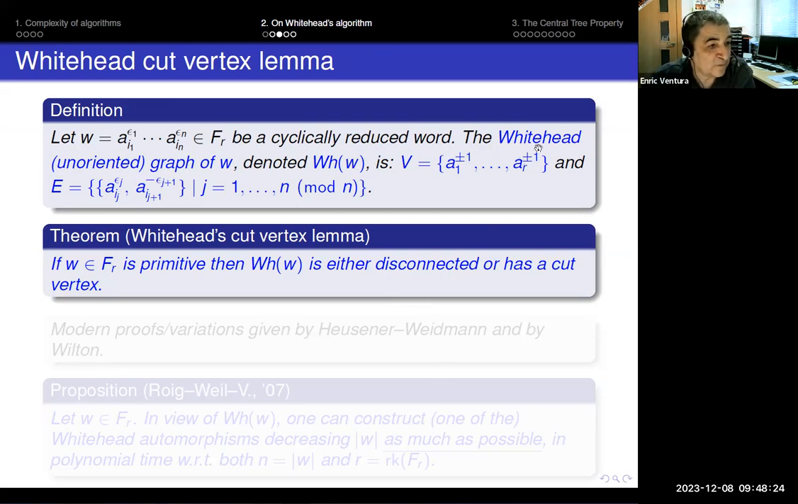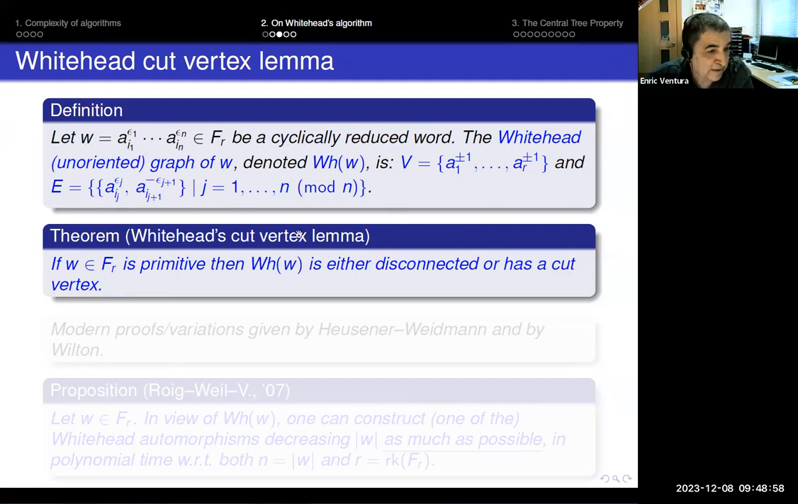He defined his Whitehead graph on the word. I suppose that everybody knows these definitions. It's a graph whose vertex set is the set of positive and negative letters, and you put an edge between each one of the letters in your word, connecting with the negative of the consecutive letter. Everything modulo n, so from the last letter to the negative of the first one as well. That's why you should assume that your word is cyclically reduced.